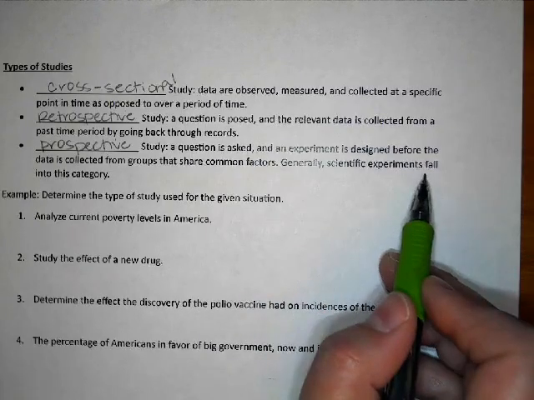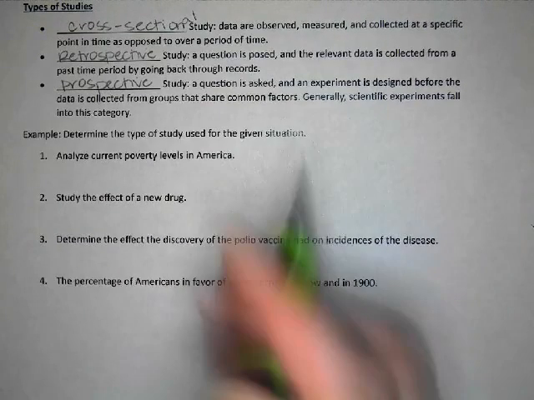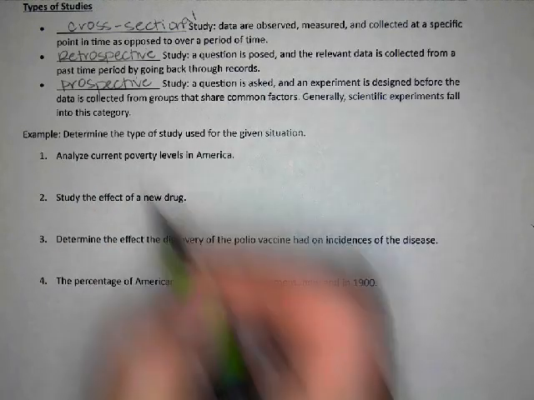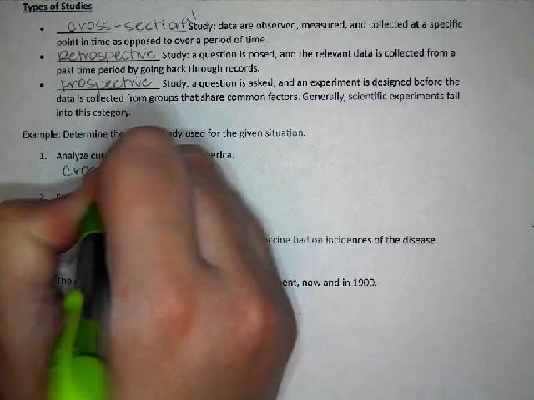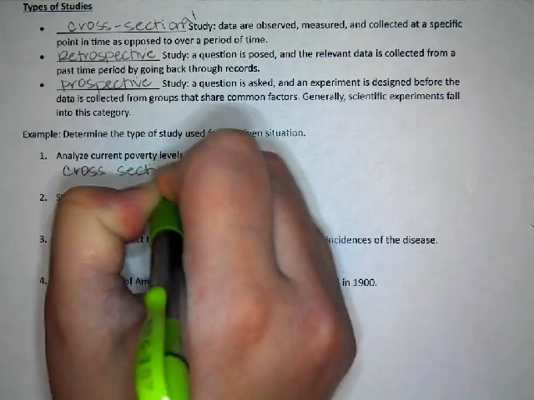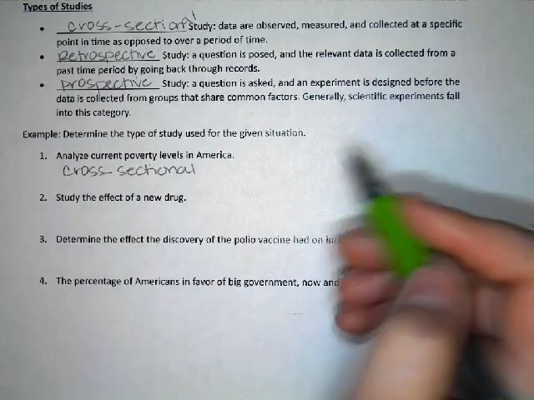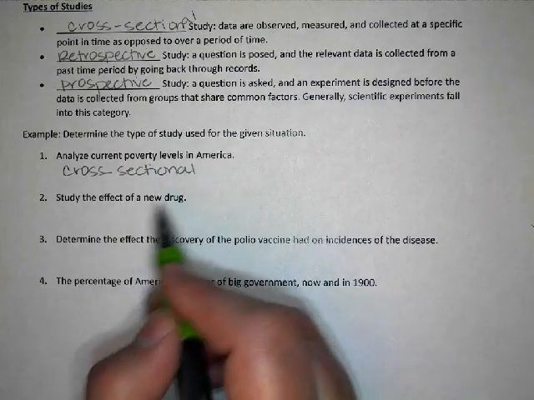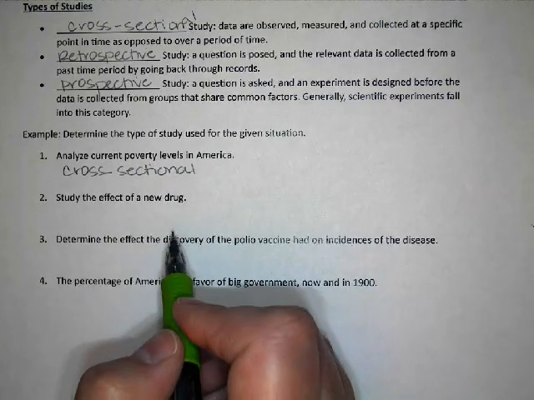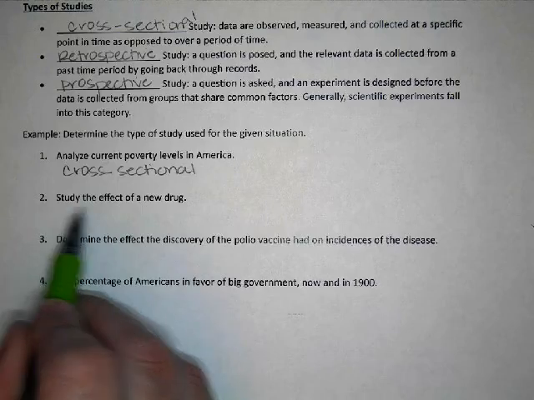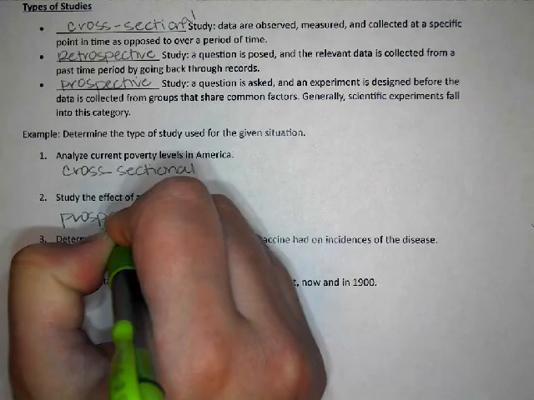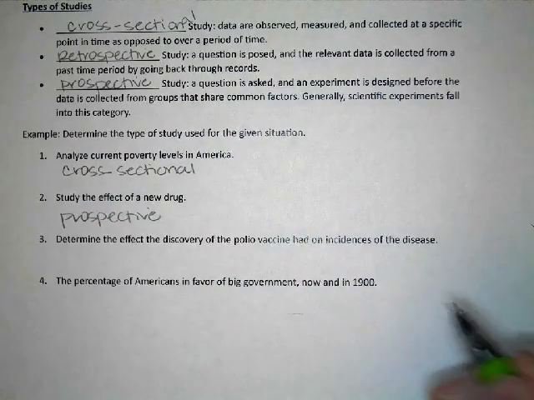So next we're going to look at a few different samples and see which one of these it refers to. So if you're analyzing the current poverty levels in America, that would be a cross-sectional study. Because you're not talking over a period of time, current poverty levels would be something that is a specific point in time, that's right now. Next, study the effect of a new drug. This would be a prospective study. You're posing a question, how effective is this new drug? And then you're going to design an experiment and collect data.